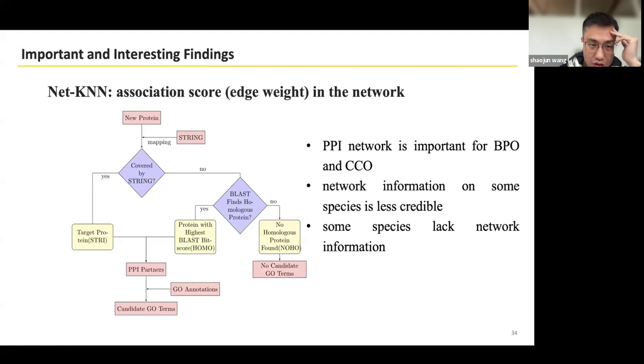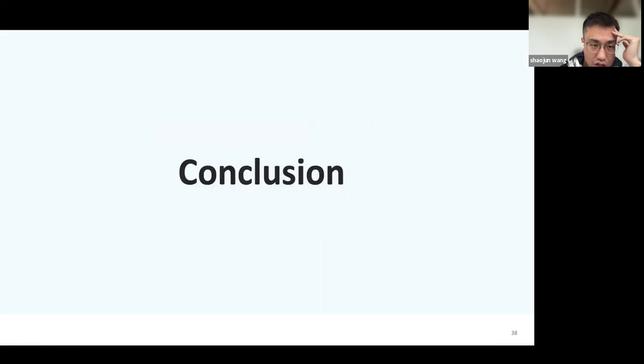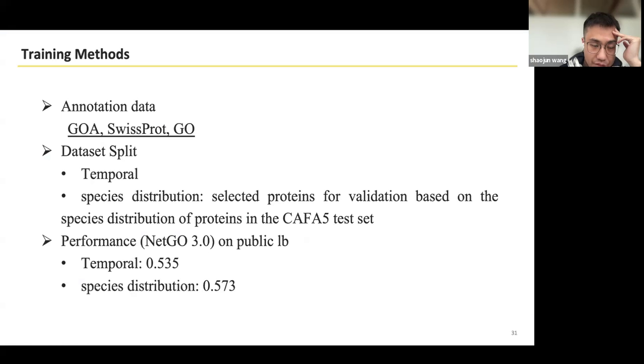Yes, we're using the data following the previous CAFA setting, and we only use the annotation from these three databases. Maybe we think it's sufficient for the CAFA competition. Maybe in future work, we should try some other databases.